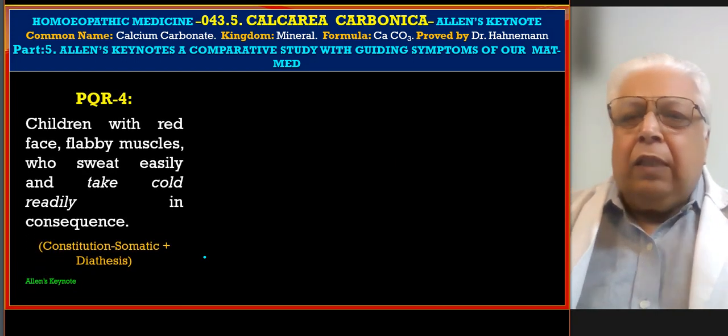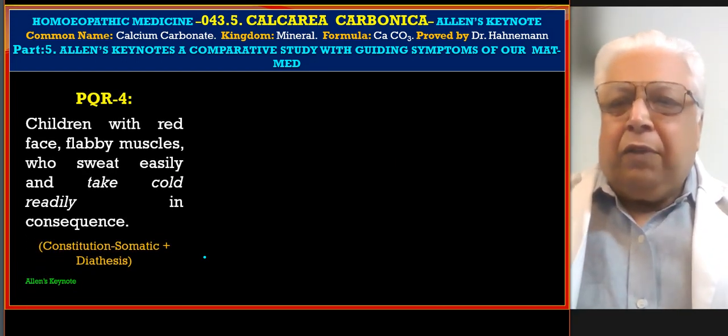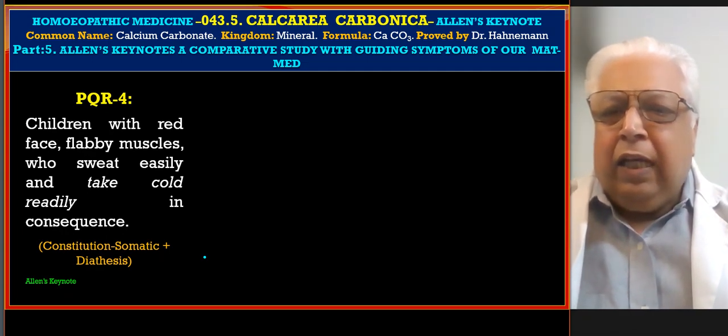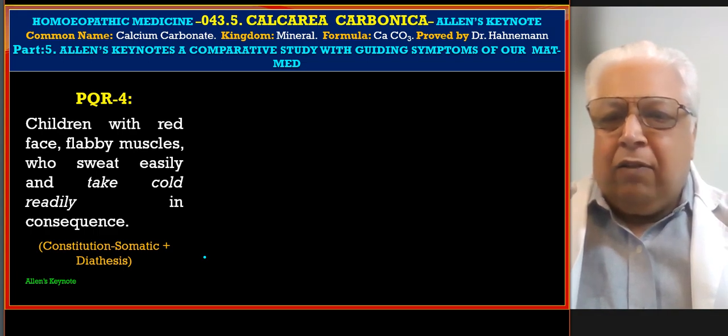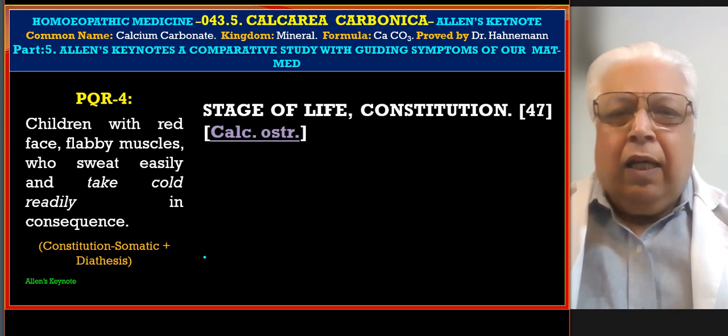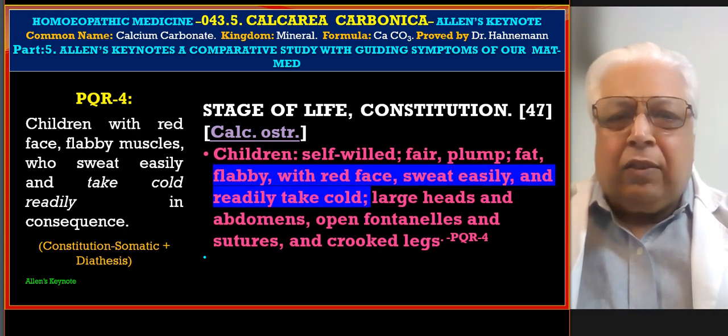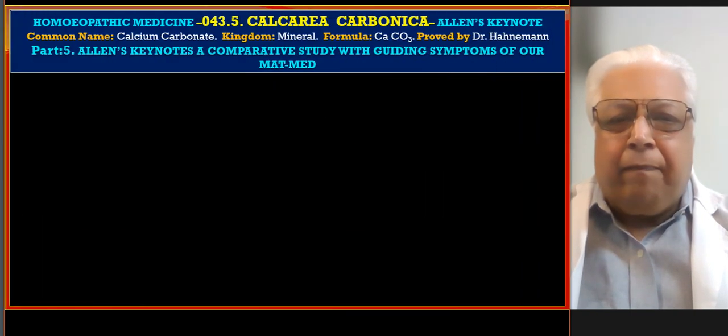Now we go to PQR4. Here we find children with red face, flabby muscles, who sweat easily and take cold readily in consequence. It is a constitutional symptom belonging to the somatic and diathesis aspect. And the reference is from Stage of Life and Constitution, section 47. First grade representation: children self-willed, fair, plump, fat, flabby with red face, sweat easily and readily take cold, large head and abdomen, open fontanelles and sutures, and crooked legs.